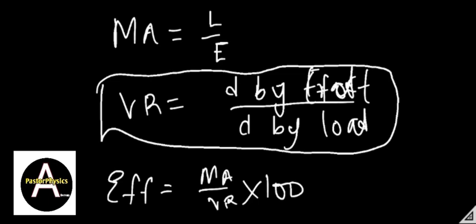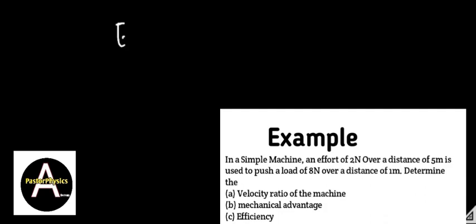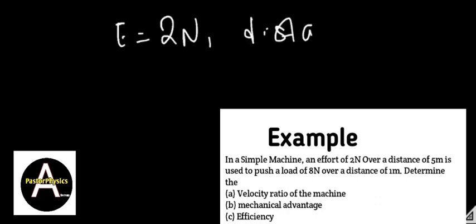It says a simple machine has an effort. You know, in physics, when you are reading the question, you write it out, right? A simple machine has an effort of 2 newtons. So we say that E is equal to 2 newtons. Are we getting it? Over a distance of 5 meters. So we say that the distance is equal to 5 meters.